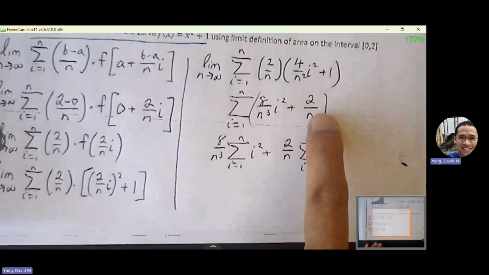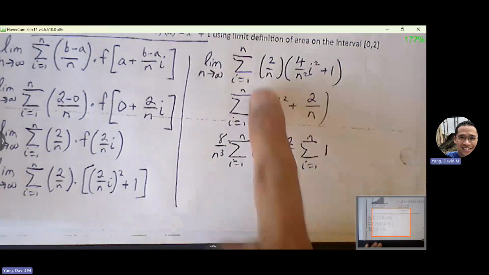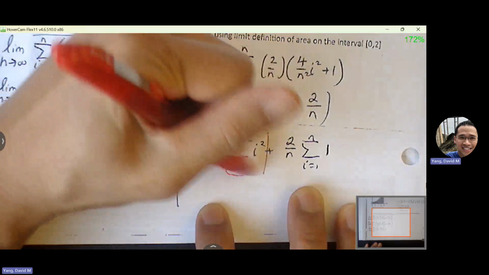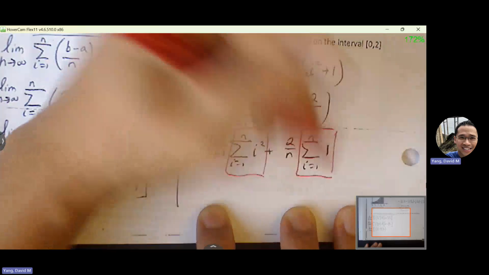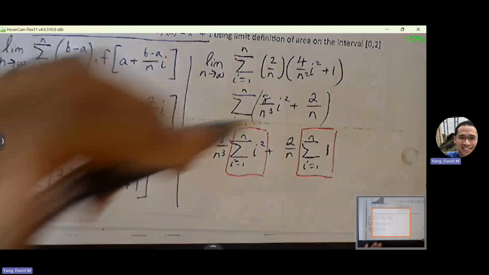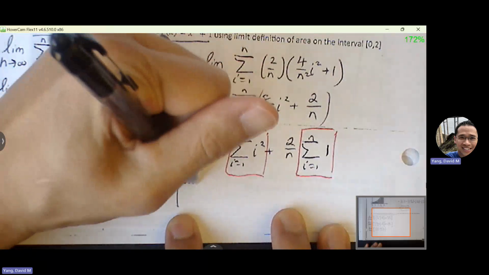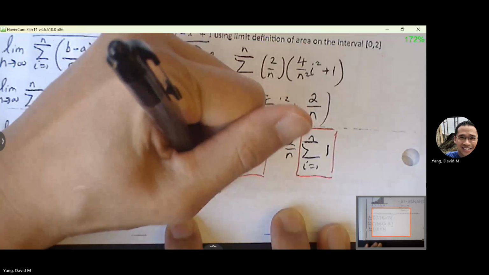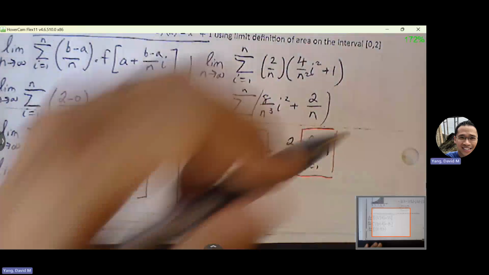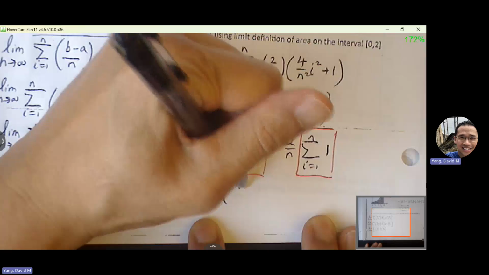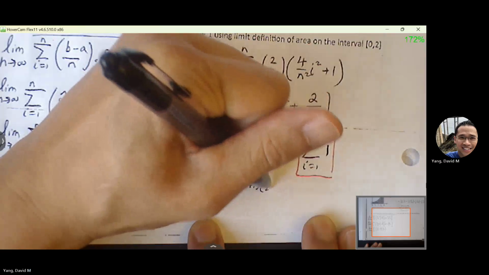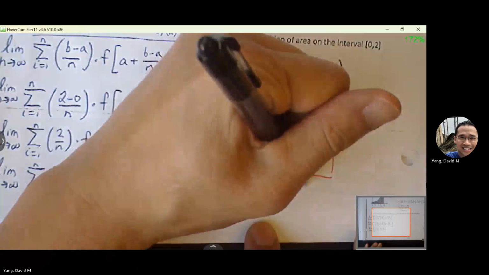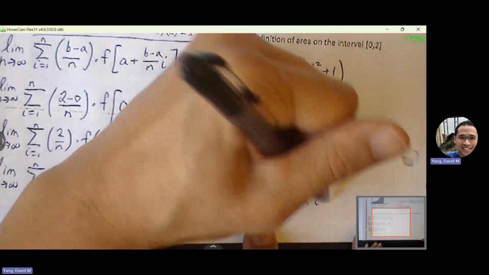So if I don't see any i, then I know it's just going to be a summation of 1. This is a summation of i squared. So I'll box off the parts that are going to get impacted by the rule, and we're just going to read the rule to replace them with what the rule has. Summation of i squared is going to be n times n plus 1 times 2n plus 1 all over 6. And summation of 1 is just going to be n.